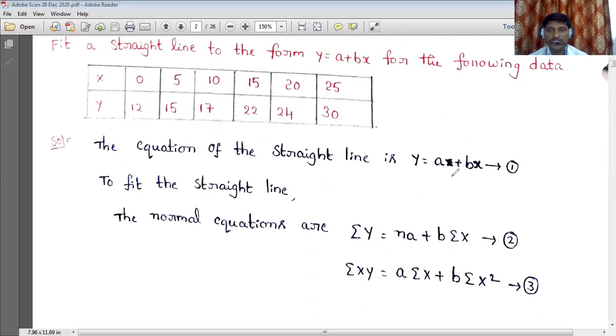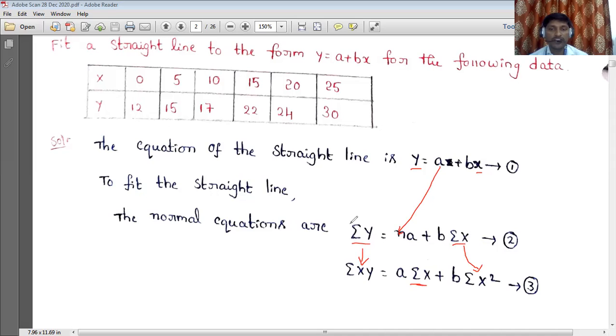Summation y. So first, for variables we have to apply summation. So summation y and summation x. And now for constant we have to write n. Right? Next, we need to multiply this one with x. That's why here it is summation x, and x into x is nothing but x square, and next a summation x.